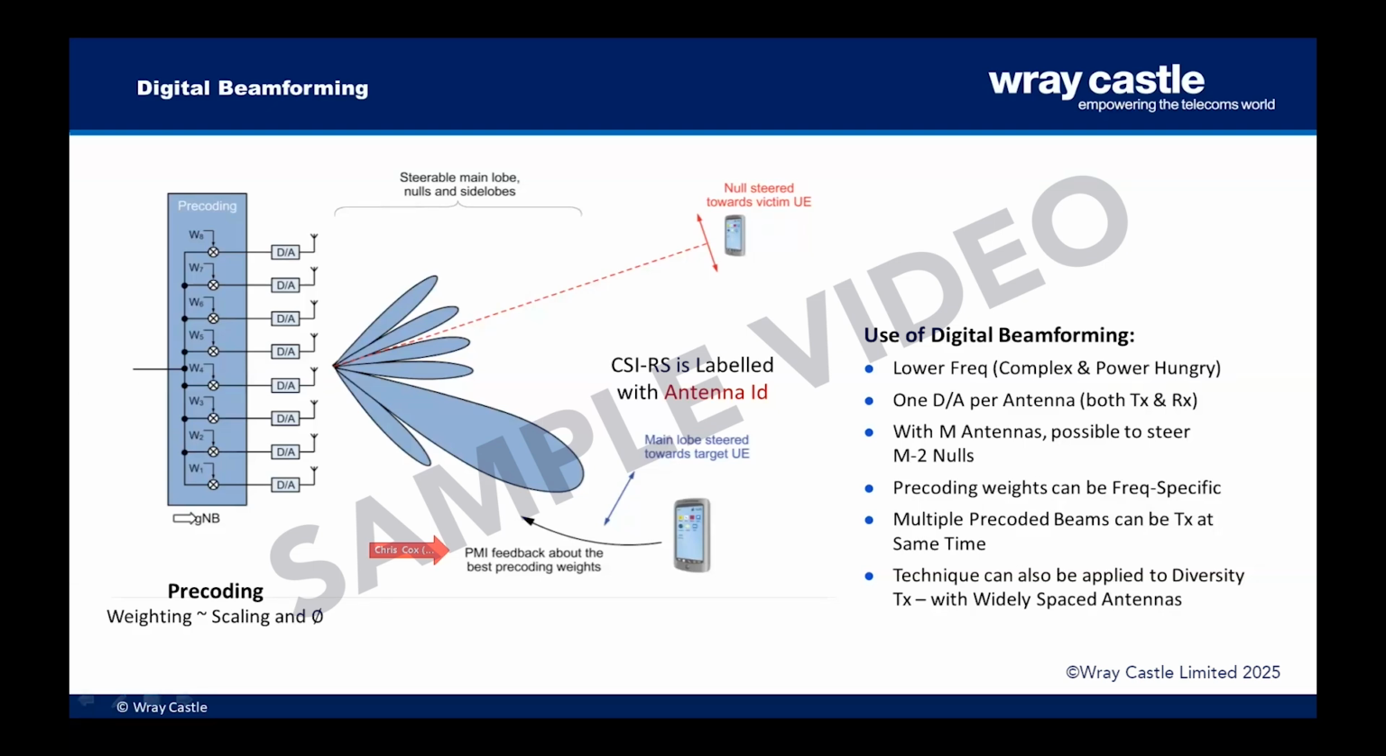The power consumption of this can be a lot greater. We have one digital to analog converter for each individual antenna. And if this were used at very high radio frequencies, then the power consumption would be excessive. So we would tend to use this as is, usually just at the lowest radio frequencies, for example, within a 700 megahertz band.